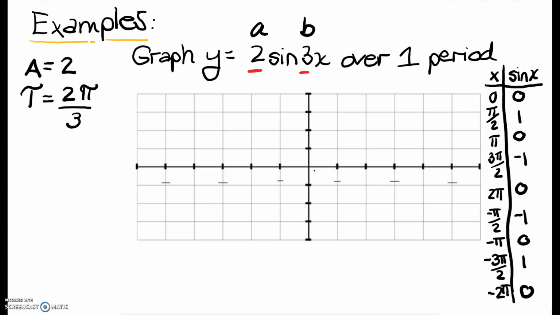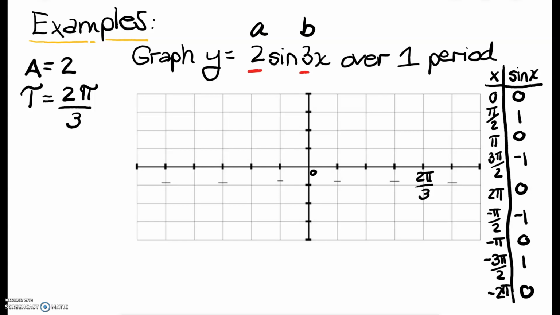So I'm going to label 0 right here, but I'm going to count 4 tick marks. 1, 2, 3, 4. And why do I do that? Because I have to divide my period into 4 equal parts, and these are each of the equal parts. So how do I find the labels for those?